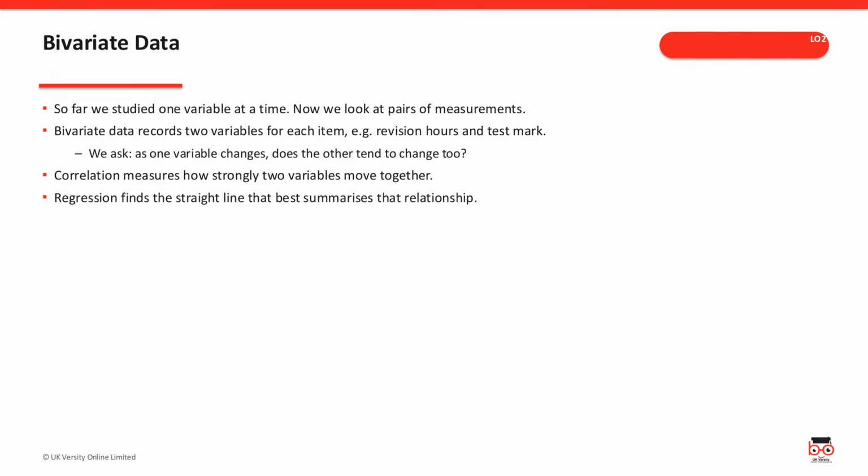Up to now, we've studied one variable at a time. Bivariate data records two measurements for each item, say the hours a student revised and the mark they scored. The question we keep asking is simple. As one goes up, does the other tend to follow? Correlation measures how strongly the two move together, and regression finds the straight line that best sums up that relationship.